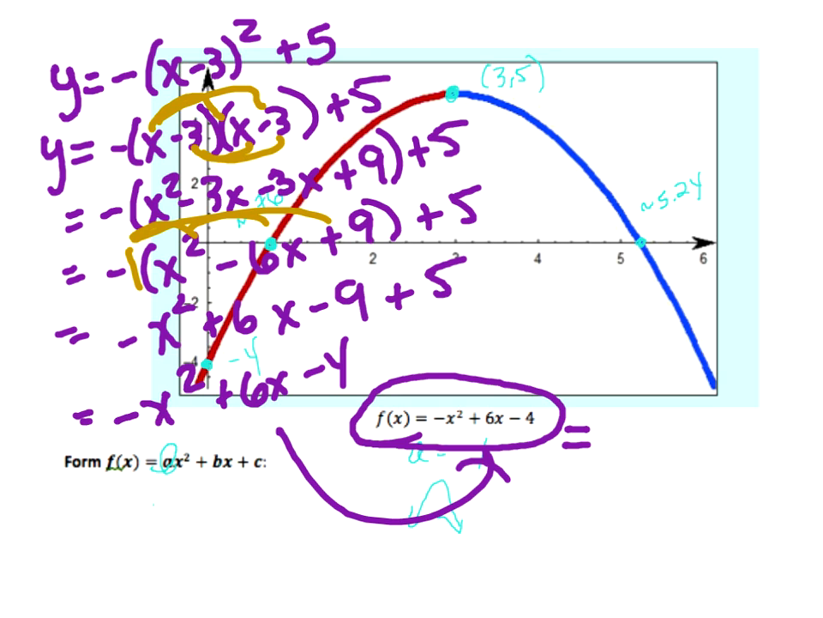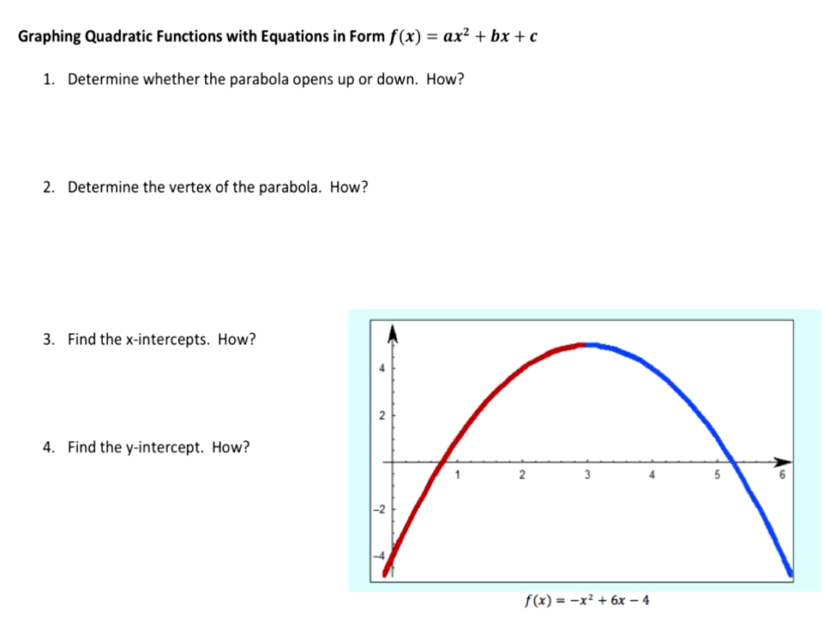So I did this just to point out the fact that you can have an equation that looks very different, but it's the same exact equation, so of course it's going to graph the same way. Different steps when it's in this form, but the same idea. You want to get your vertex, your x-intercepts, your y-intercepts, and draw your smooth curve. So let's look at how we get those characteristics to graph.